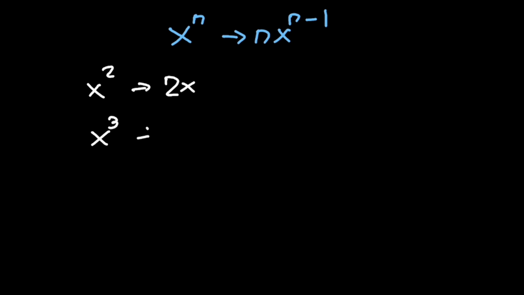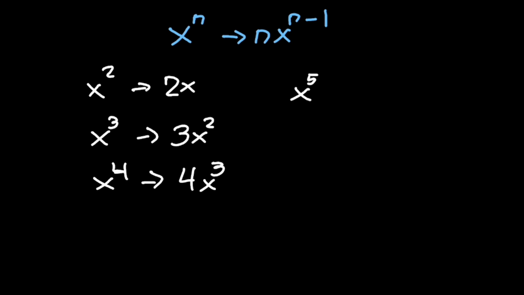The derivative of x cubed will be 3x squared according to the formula. X raised to the power of 4 will be 4x raised to the power of 3. X raised to the power of 5 will be 5x raised to the power of 4. X raised to the power of 6 will be 6x raised to the power of 5. You can clearly see the pattern here based on the formula. Let's try more examples.